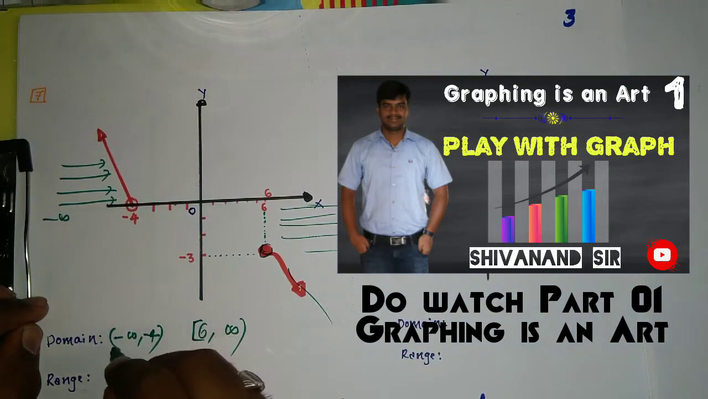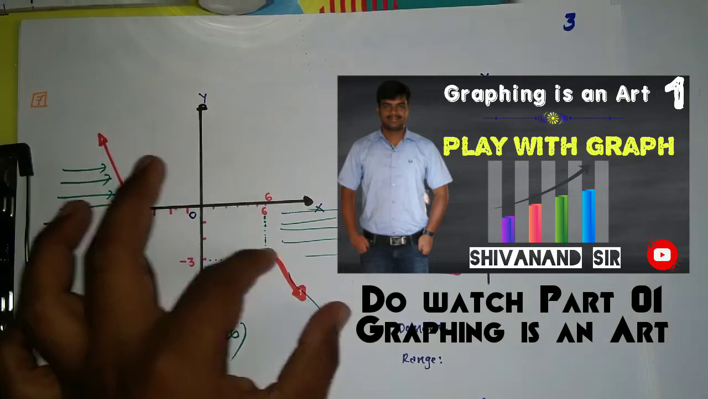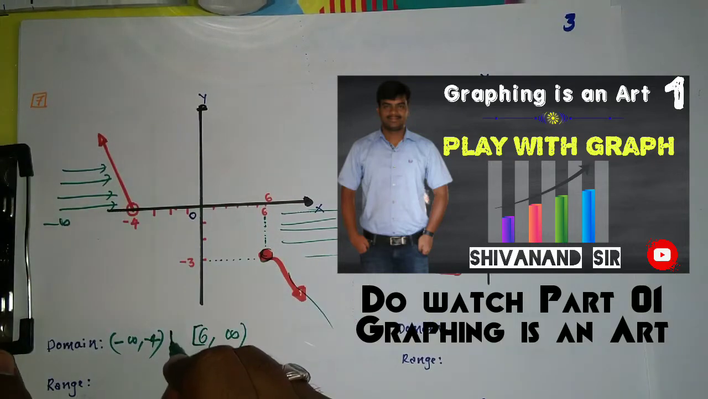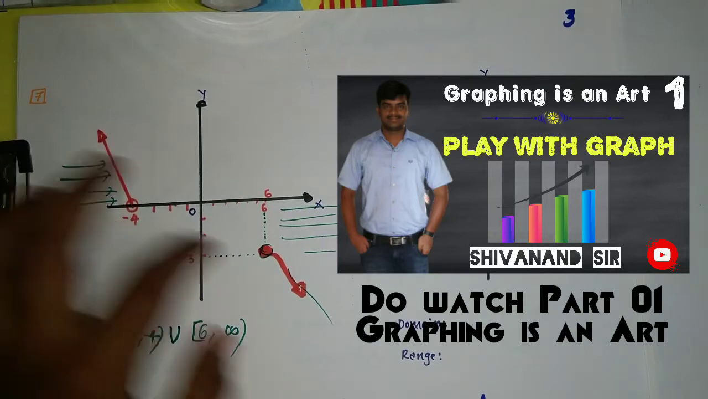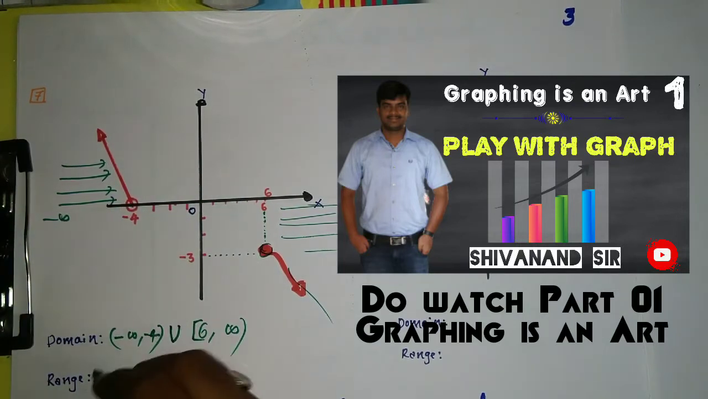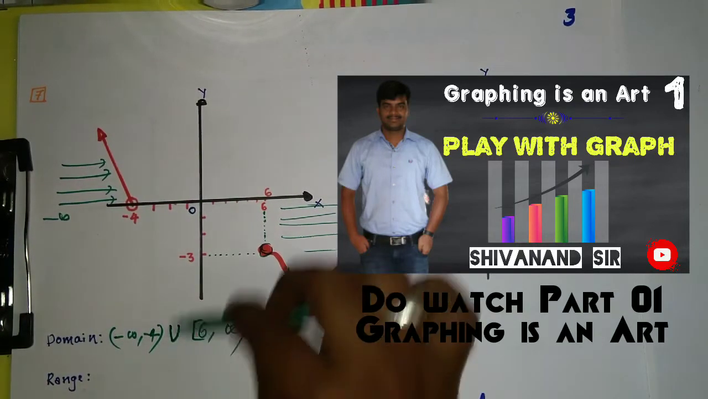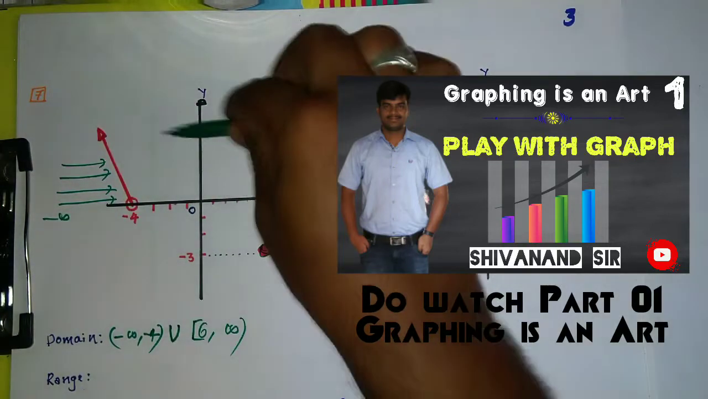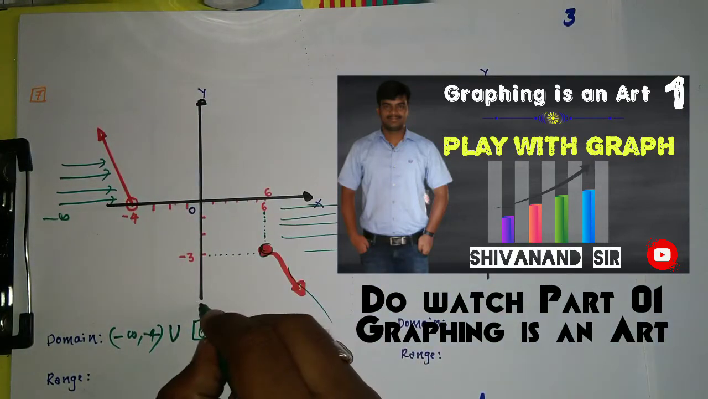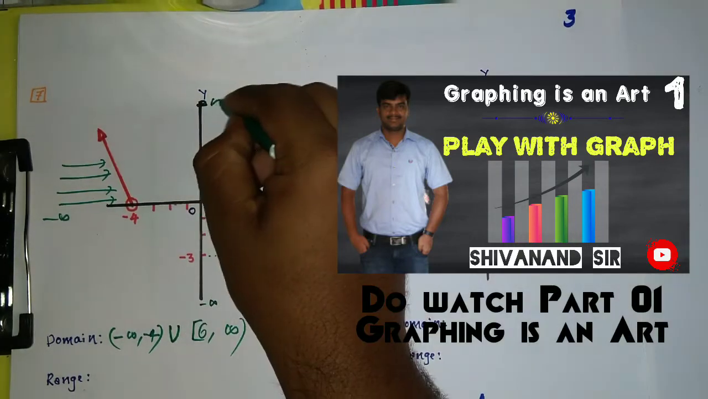So one leaf is here, the other is here. This should be joined by a union, nothing but this or this one. Then how to check the range? Range is nothing but what you should check along the y-axis. Listen, this is the y-axis, minus infinity to plus infinity.